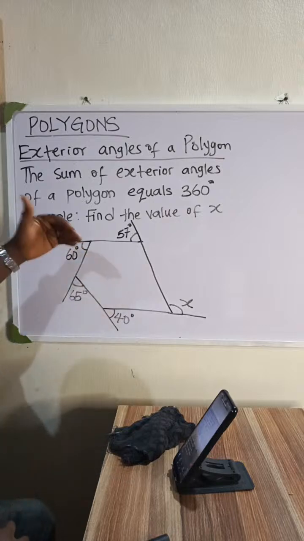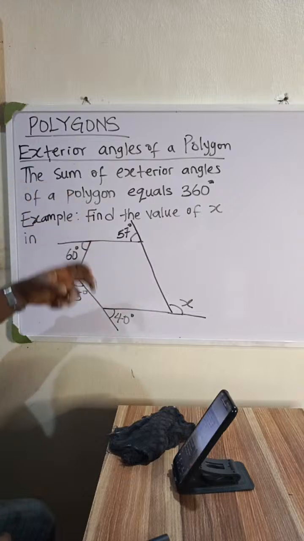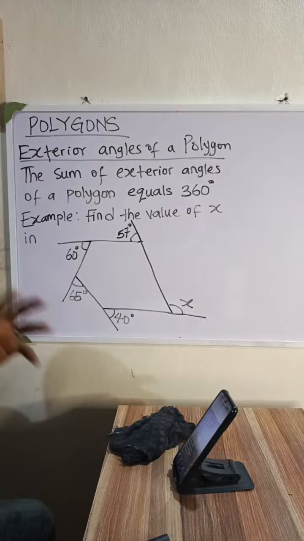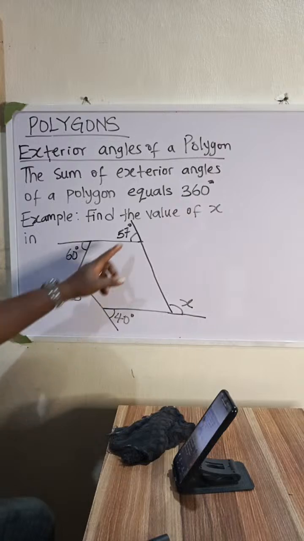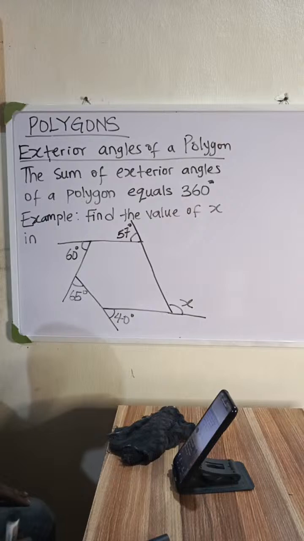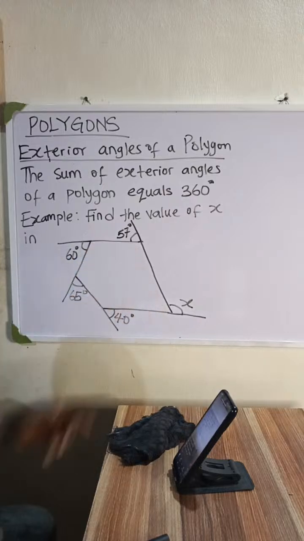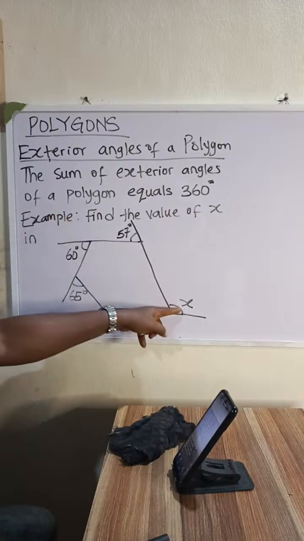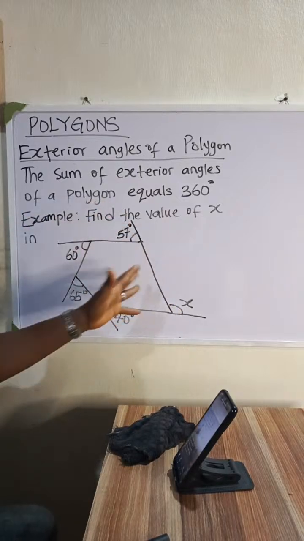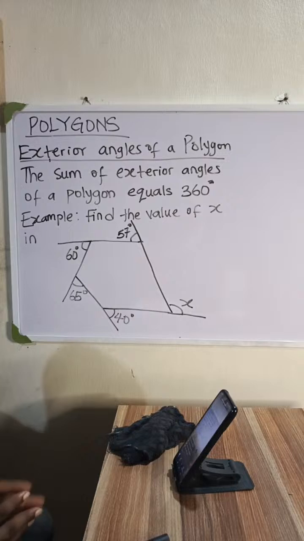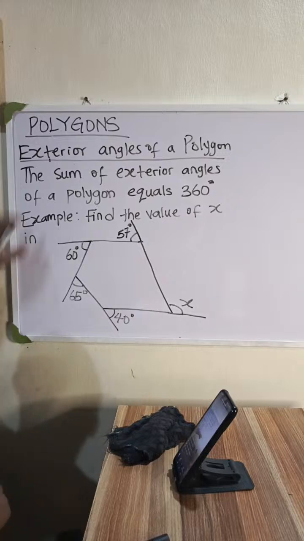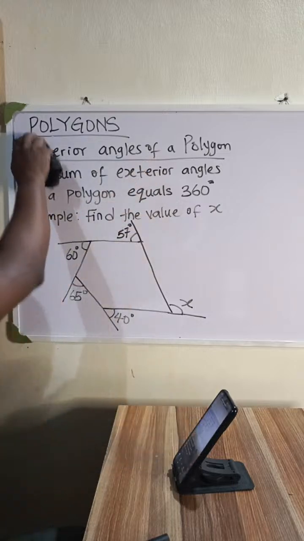So we already know that the sum of exterior angles of a polygon is equal to 360 degrees. That means if we add each of these 5 angles, we're expected to have 360 degrees. Nobody needs to tell you that these are exterior angles because they are not found inside. Once you see that all the angles are outside, you know that you are dealing with exterior angles of a polygon. Okay, so I'm going to wipe this top part so I can use that side to solve.